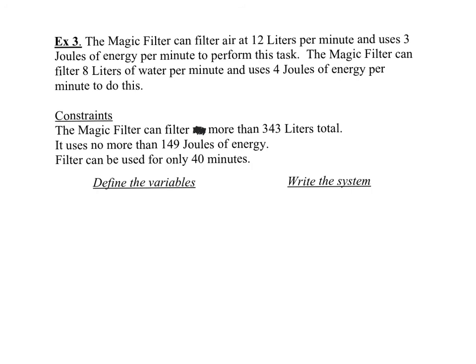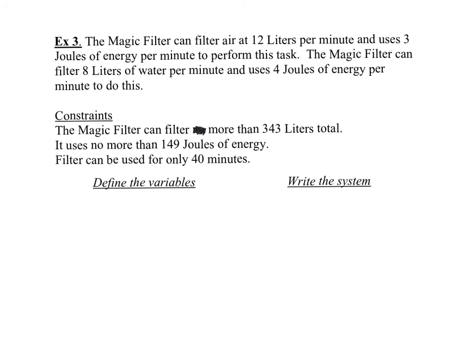Okay, now they're going to add some constraints in this situation so you're going to figure out how to optimize this situation. The first constraint is that the magic filter can filter more than 343 liters total. It uses no more than 149 joules of energy, and the filter can be used for only 40 minutes.